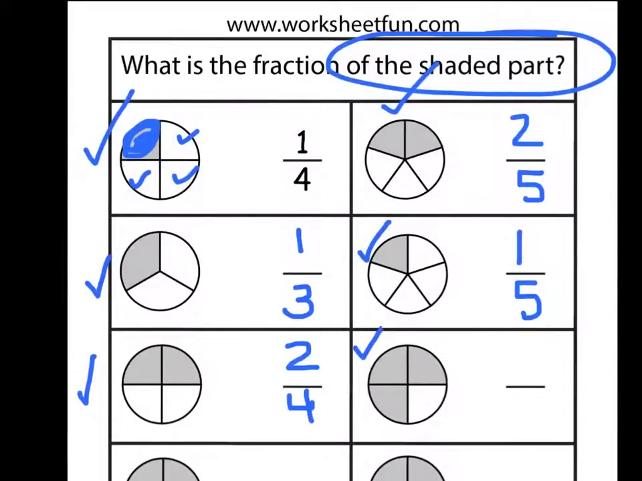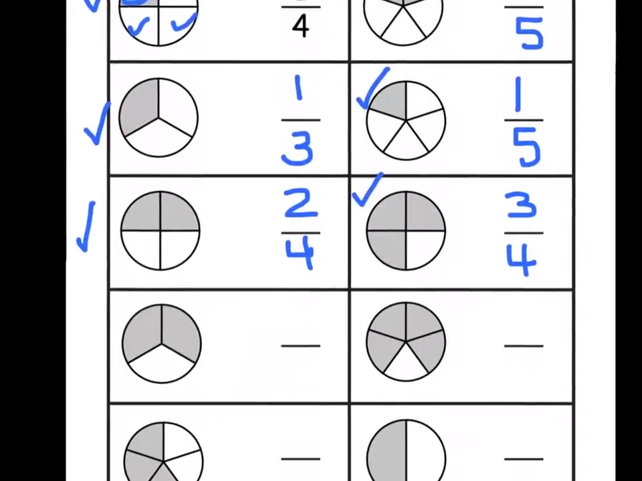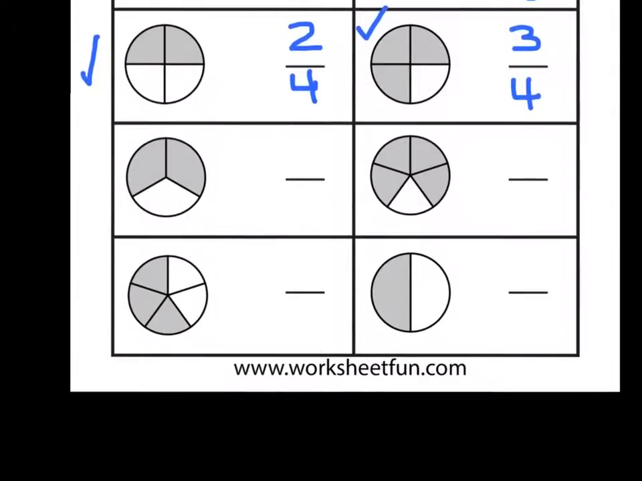Let's take a look at the next one. See if you can get it before I can. Three-fourths of that circle is shaded. Another way I could say that is 3 out of 4. 3 out of 4 parts were shaded.